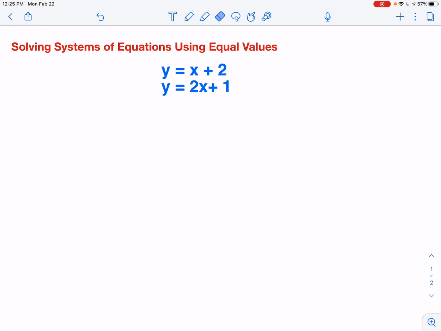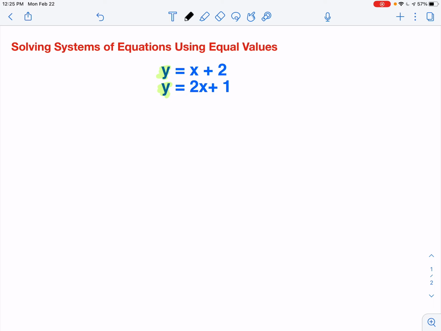Welcome. Today we're going to look at solving systems of equations using what is called the equal values method. This method is very similar to solving systems of equations using substitution. For equal values to work, you have to make sure that both of your equations are set equal to the same variable. If you look here, you'll notice both of mine are set equal to y. Since they both equal y, then they must be equal to each other.